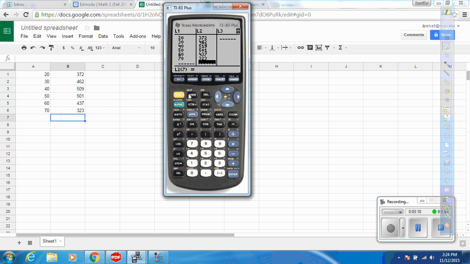Don't forget, for regression, we quit, and we go to Stat and Calculate. Now, previously, we did linreg. Well, now we want to do quadreg. And so when we do quadreg, we're going to end up with our equation.